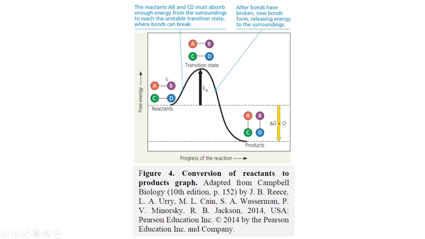But one thing you also have to take note of is what we call the transition state. This is some kind of barrier that the reactants need to overcome in order to become the products. So you will notice here that reactants A and B must absorb enough energy from the surroundings to reach the unstable transition state where bonds can break. That is called the transition state, and this is the hurdle that the reaction must overcome in order for the products to be produced.